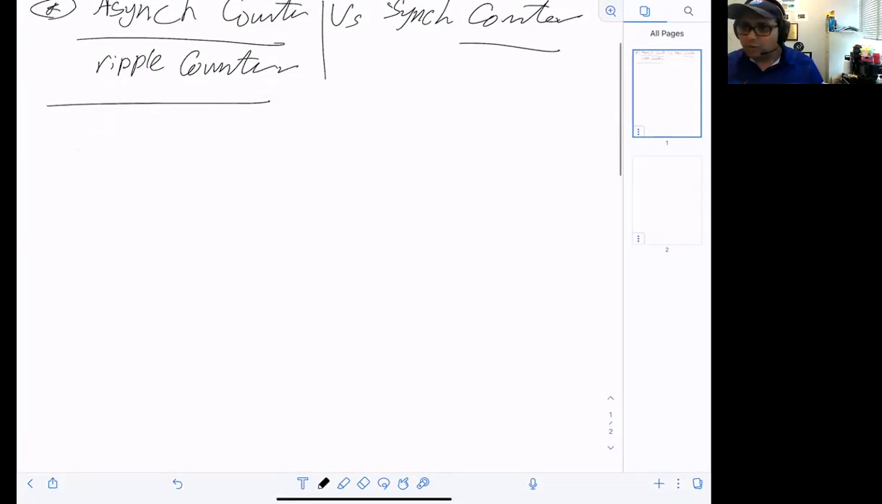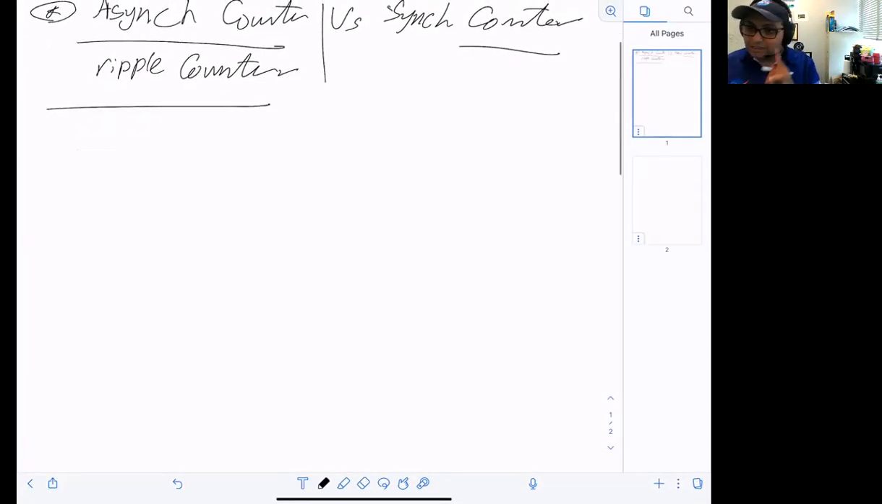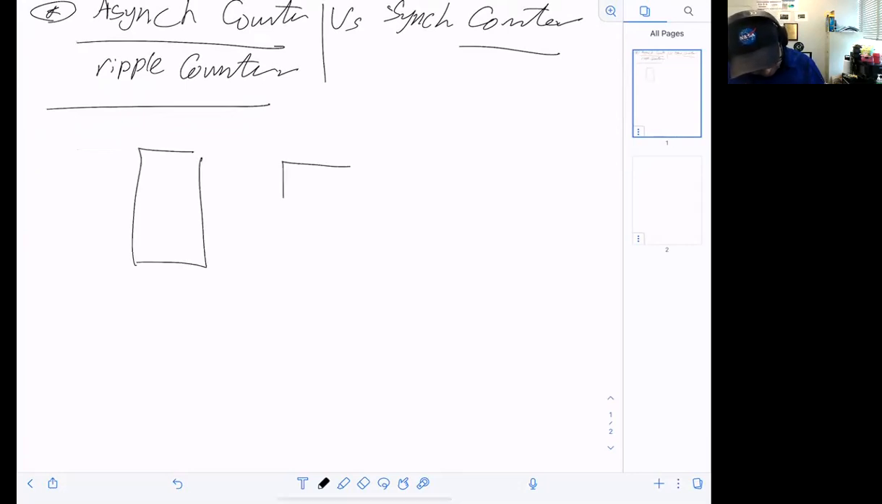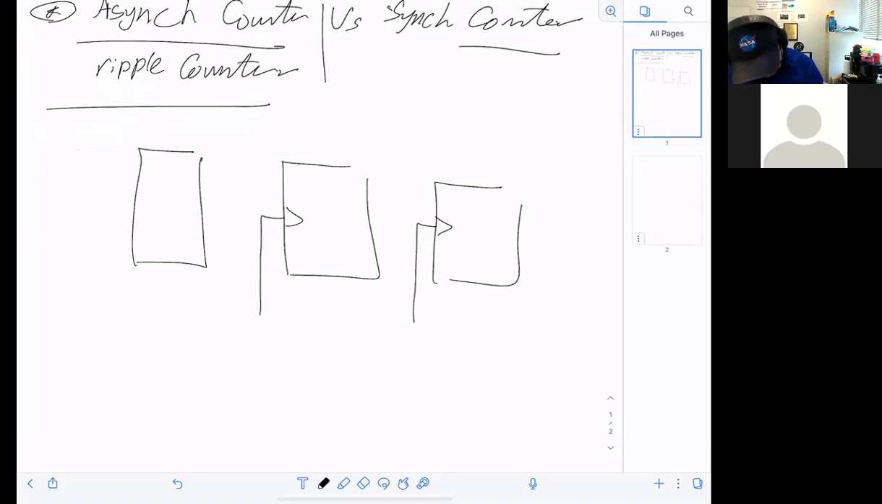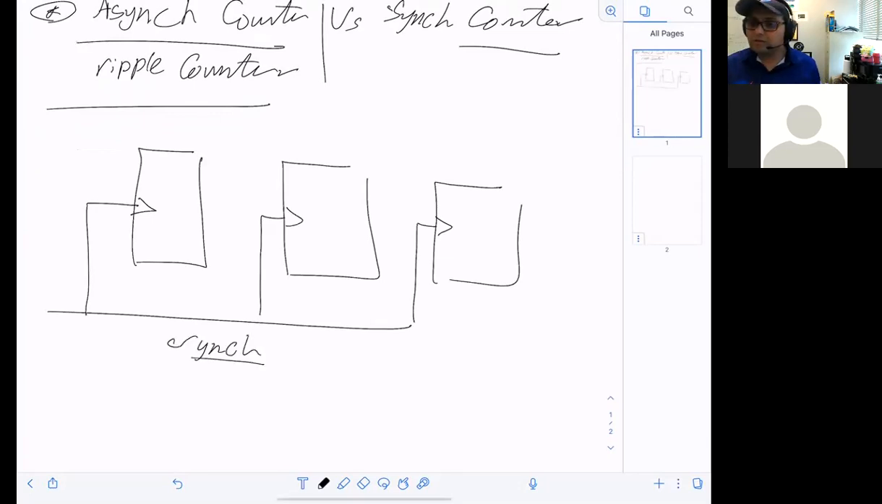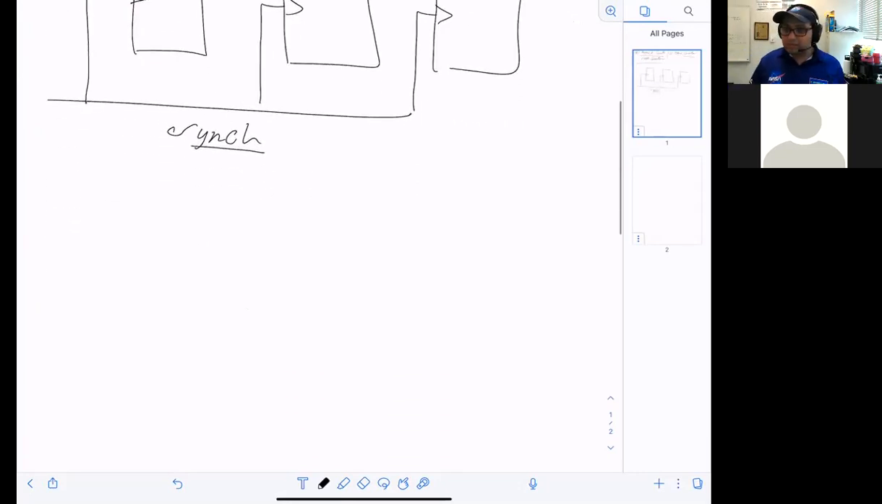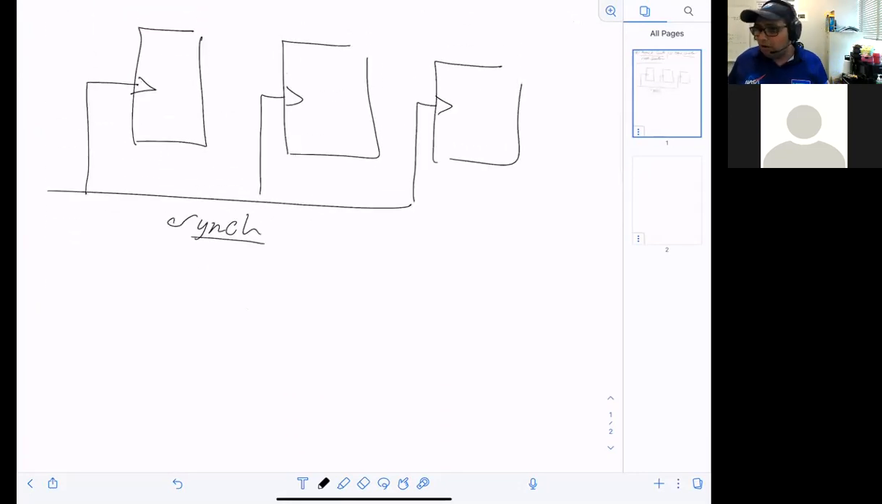I told you that when the circuit is synchronized, what will happen? It means that if I have a 3-bit counter like this, that means 3 flip-flops, then all of them are sharing the same what? Clock. Clock, exactly. This is synchronized. The asynchronous means every single one has its own clock. But normally in the ripple counter, what happens? One passes to the other.